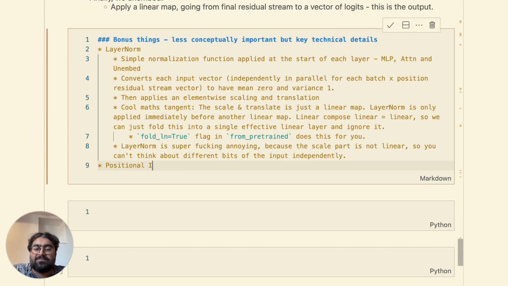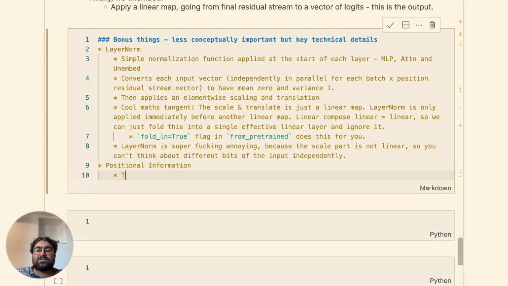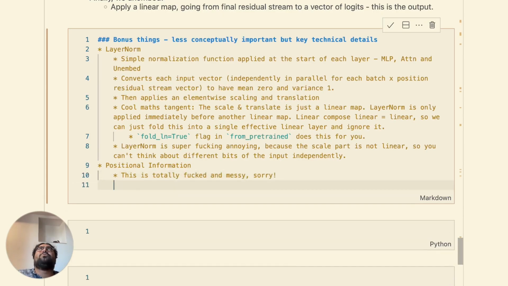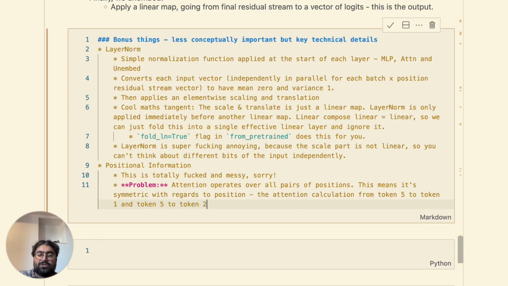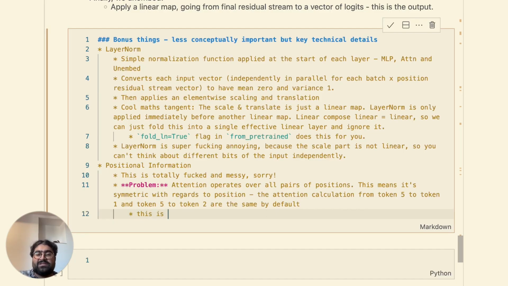The final thing is positional information. So this is totally messed up. Okay, so why does this matter? The key problem is attention operates over all pairs of positions. This means it's symmetric with regards to position. The attention calculation from token 5 to token 1 and token 5 to token 2 are the same by default. This is dumb because nearby tokens are more relevant.